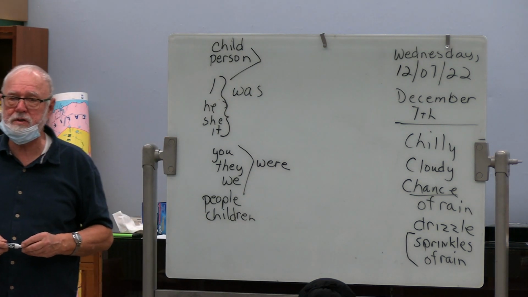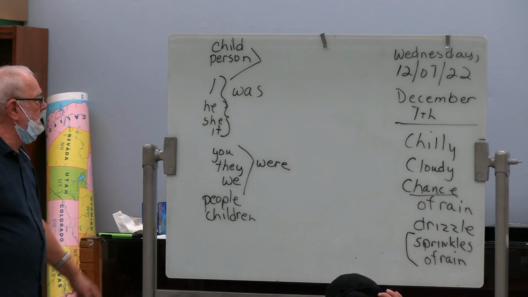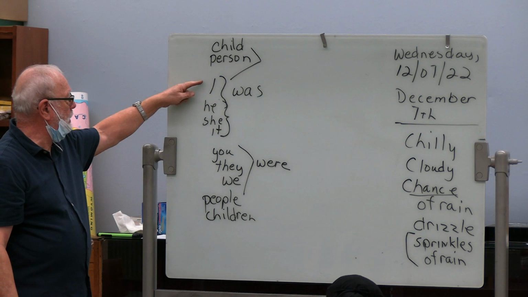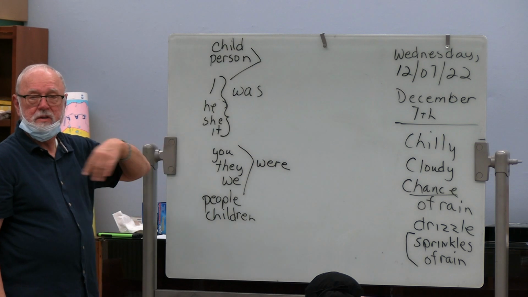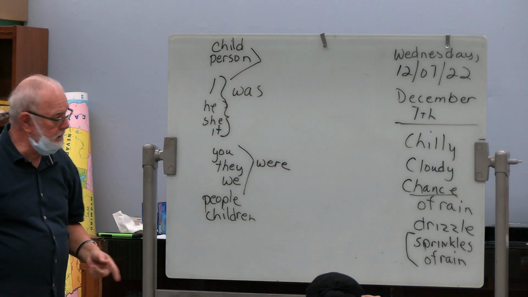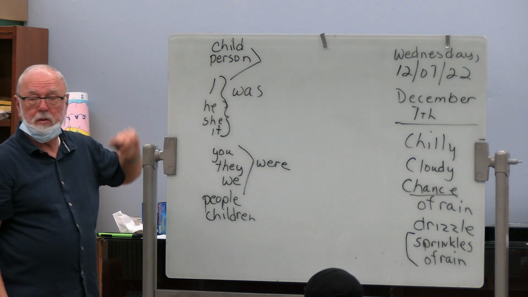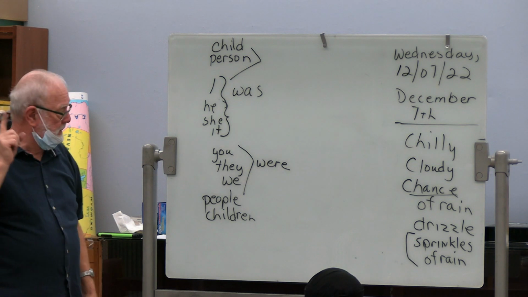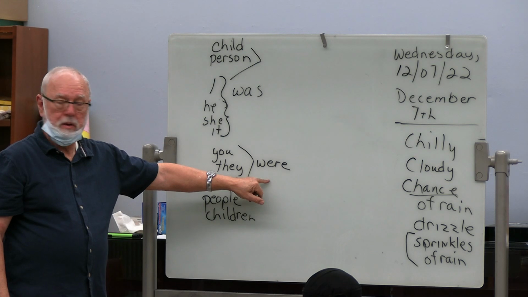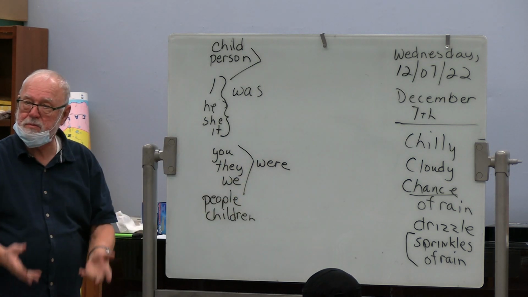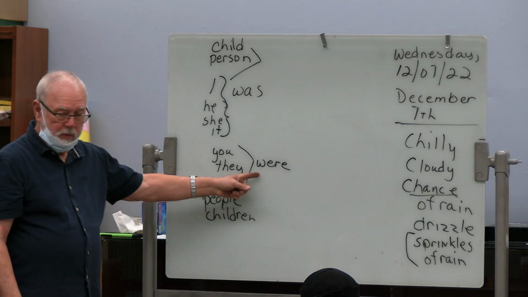Notice the use of was and were. It depends on the pronoun or the person. I, he, she, it, was. So when we have one thing, one person, was. The word child, one. You, they, we, people, children means more than one. Children, more than one. You use were.